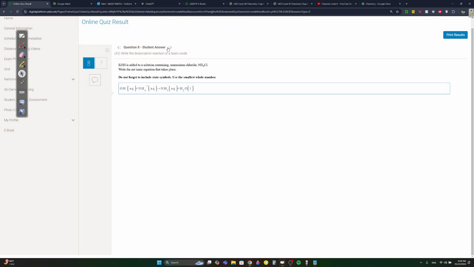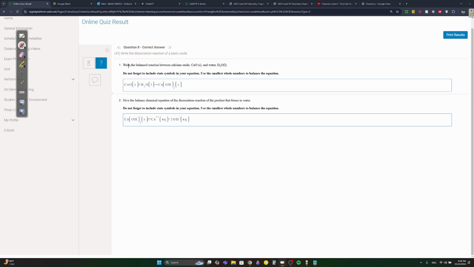Question 8. It's all reactions, reactions plus reactions. Okay, write the balanced reaction between calcium oxide and water. So this is a base and the water. You're reacting a basic oxide and water. So surely you're going to get CaO plus H2O. When you're reacting a basic oxide with water, you're going to get the basic hydroxide. So it should be CaOH. And you know Ca2 plus, OH minus, right? Crisscross, you can get Ca(OH)2. Okay?